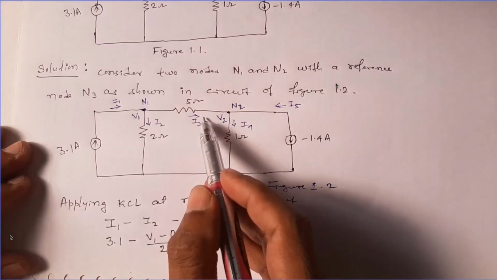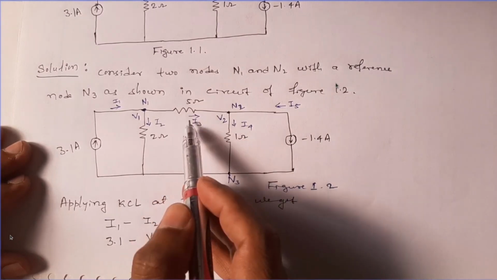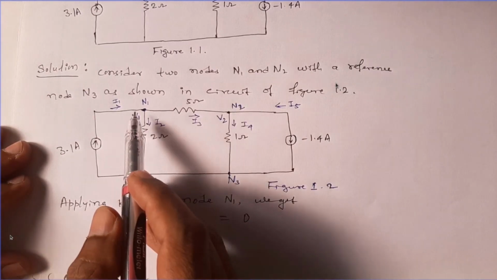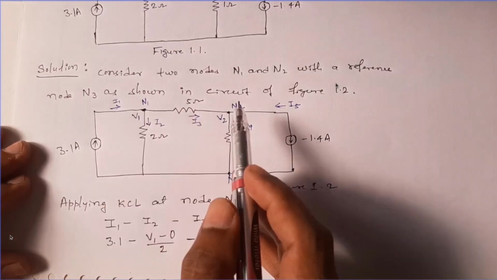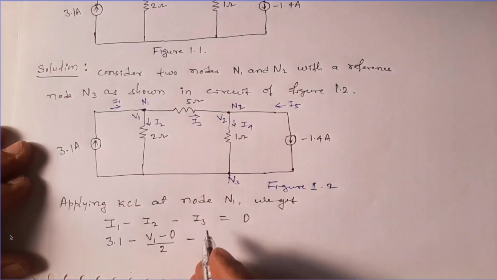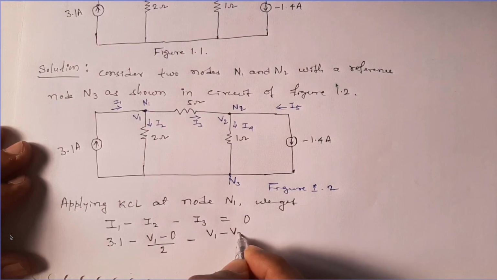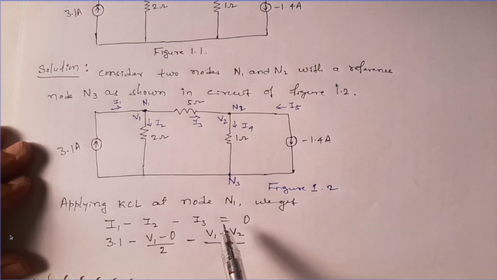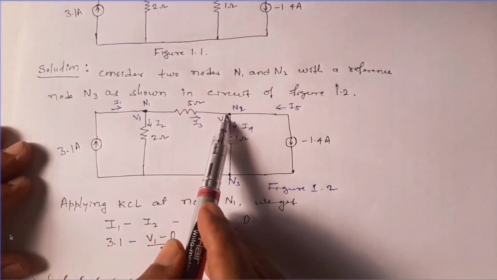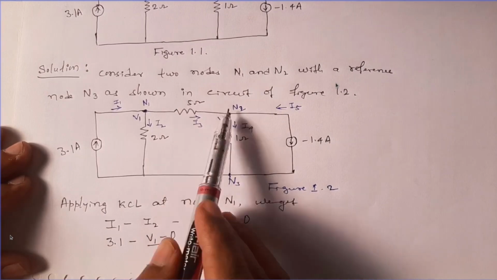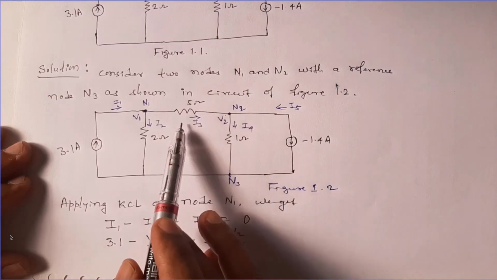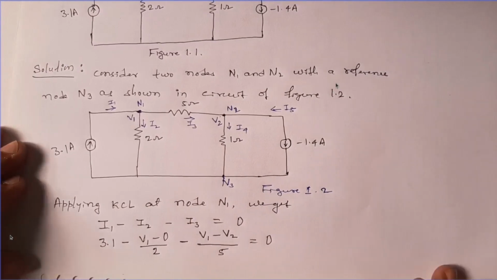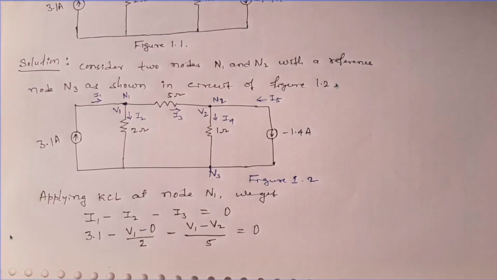If you see this current, I3 is flowing from N1 to N2. Obviously N1 is at higher potential and N2 is at lower potential. For that purpose, I3 is V1 minus V2 divided by the resistance, which is 5, because current is equal to voltage divided by resistance. Here the current is the difference in the two node voltages divided by the resistance, is equal to 0, right? So now I'll continue further and simplify this.